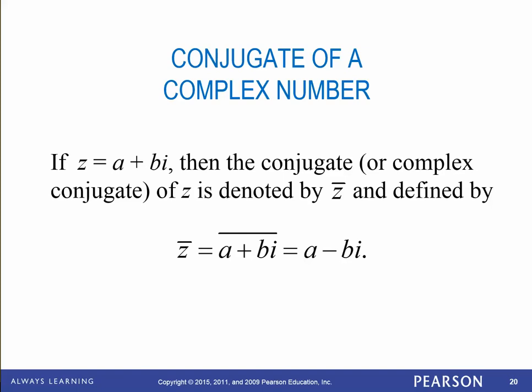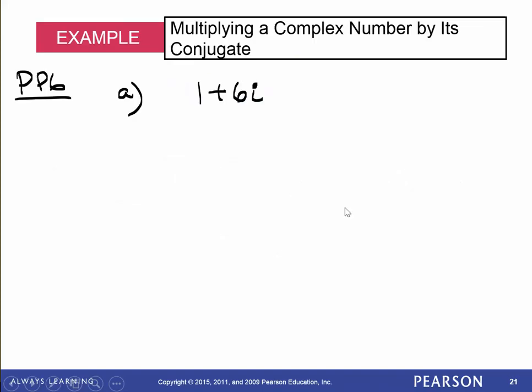Got a few more things to do here, so let's go a little faster. Practice problem number 6, it just says multiply by the conjugate. See what you guys get. Alright, so 1 plus 6i, the conjugate is going to be 1 minus 6i.